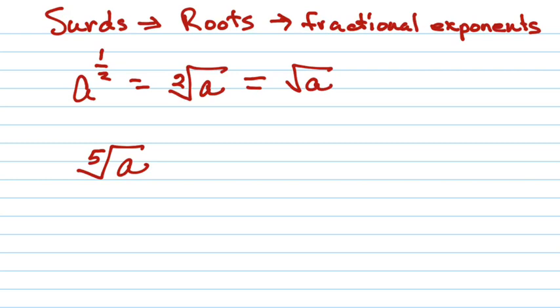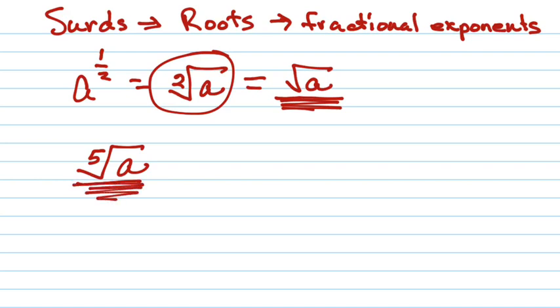Okay? Now, again, if it's got the 2 there, that's what I was just saying. You don't have to write it. You assume there's a 2 there. But if it's any other root, you have to write it. So it's the 5 root? The fifth root of A.